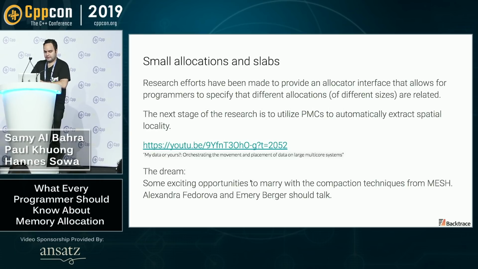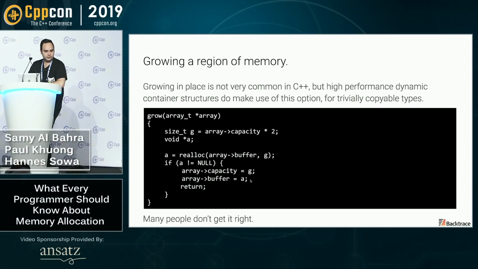Some cool work that Alexandra Fedorova did at Simon Fraser University is providing an allocator interface that allows programmers to specify the relationships between different allocations. One thing they were looking at is utilizing PMCs to automatically extract spatial locality. I think it would be very cool for Fedorova and Emery Berger to talk. It would be awesome to see the techniques in Mesh applied to some of the work that she's doing for performance.